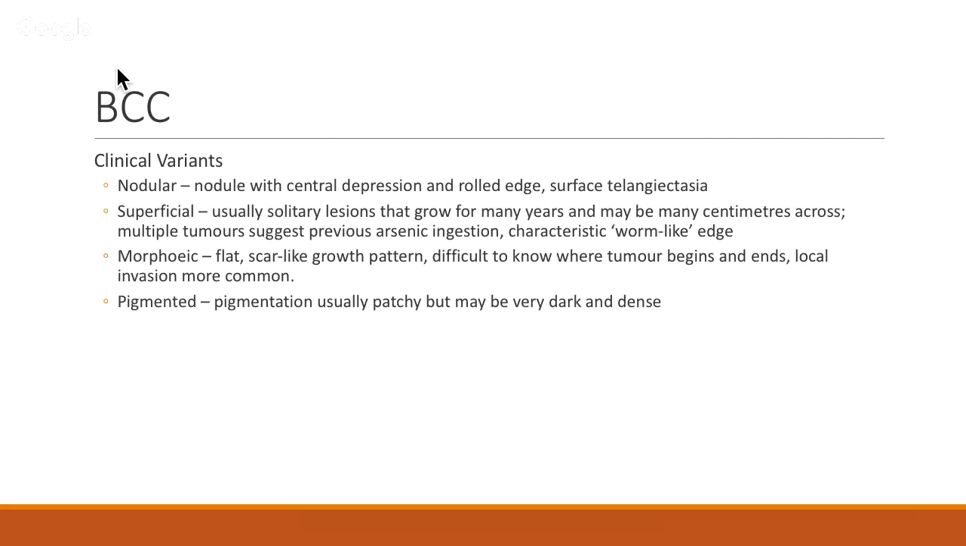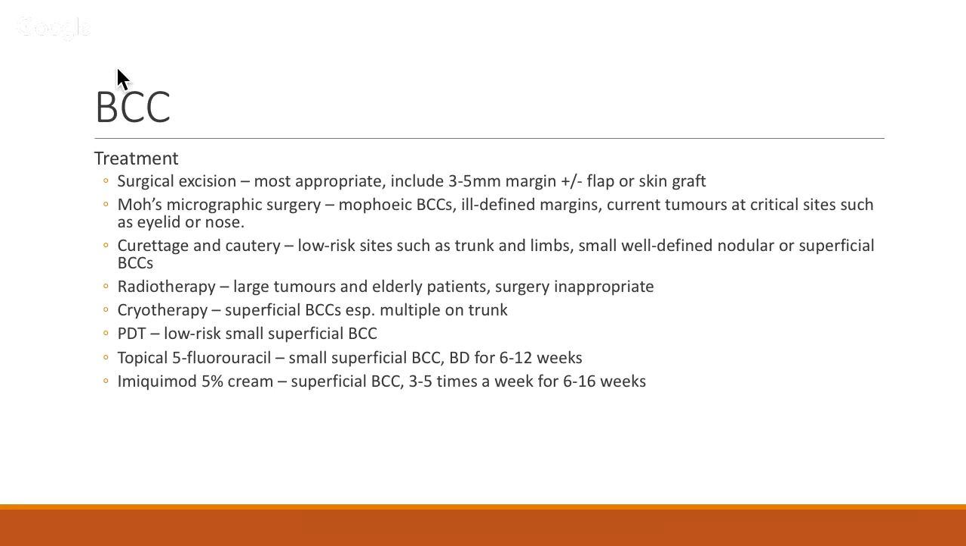You should be aware of the clinical variants. So you can get nodular, which essentially just looks like a nodule, central depression, rolled edge, telangiectasia, pearly surface. Superficial looks somewhat similar to an SCC, where you get this sort of lesion that goes on for years, it's not raised as such, it's more just flat and centimetres across. Morphoeic is scar-like, so it's actually quite difficult with these lesions to know where it starts and where it ends. And pigmented is essentially when you've got hyperpigmentation. Treatment, so surgical excision, Mohs micrographic surgery as mentioned before, curettage and cautery, radiotherapy, cryotherapy, but also the other forms of treatment such as PDT, and you can still use the topical 5-fluorouracil and also the imiquimod, which is not available for SCC.